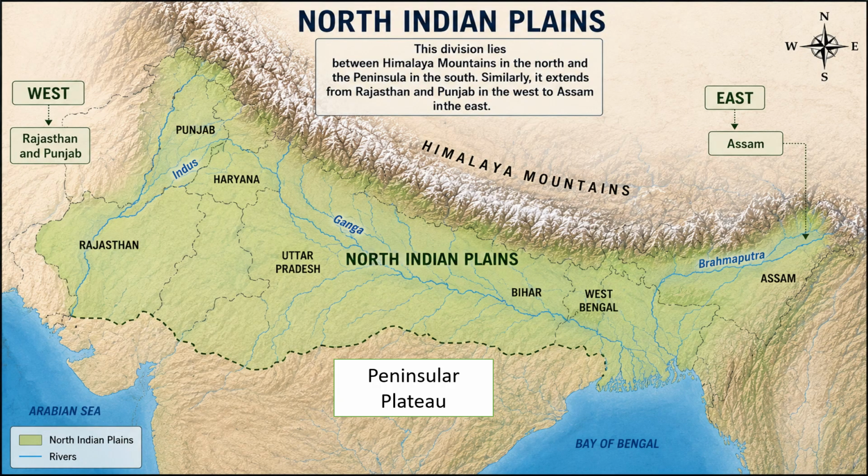The North Indian Plains. This division lies between Himalaya mountains in the north and the Peninsula Plateau in the south. Similarly, it extends from Rajasthan and Punjab in the west to Assam in the east. It is mostly a flat low-lying area.